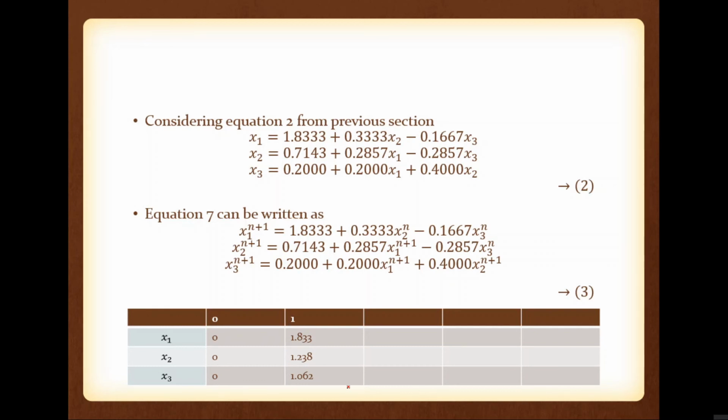So now we are going to start the second iteration. For the second iteration, we have x2 and x3, so we need to use this x2 and this x3. These are the latest values.